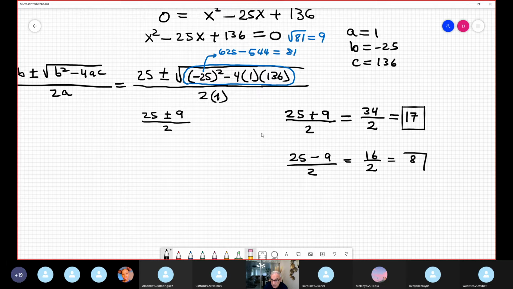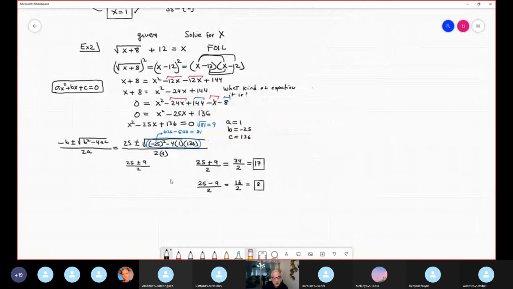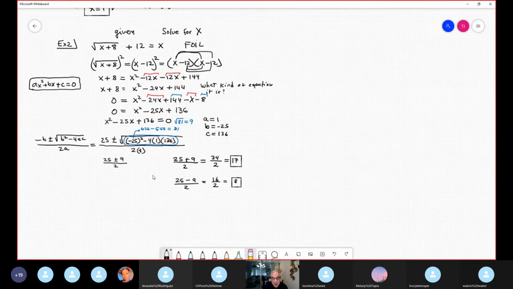Okay, we have two potential solutions. I need to investigate. See if this potential solution works or doesn't work in the original equation. Okay, so I split the page in two parts because I want to check it. Check it for 17 and after checking for 8.